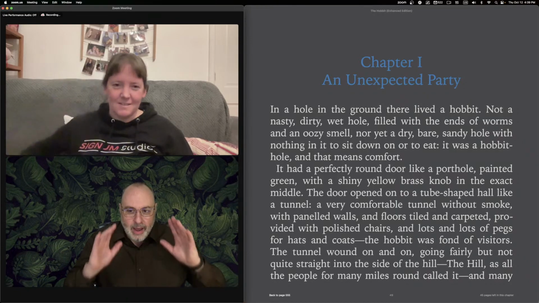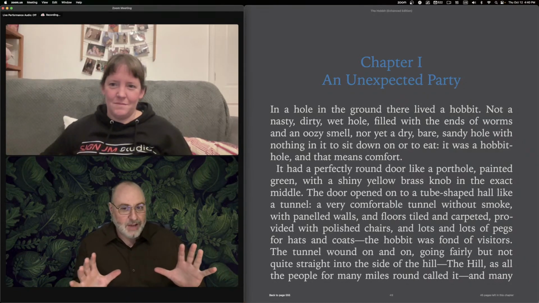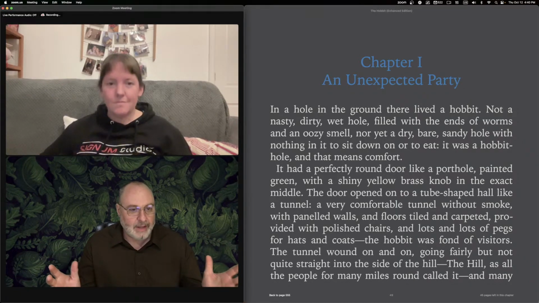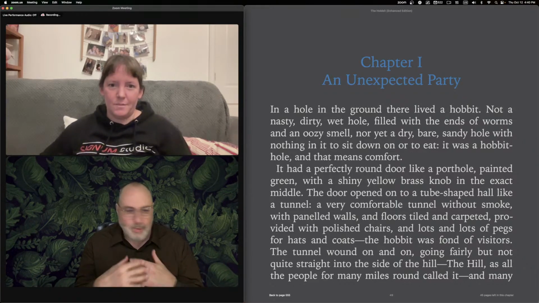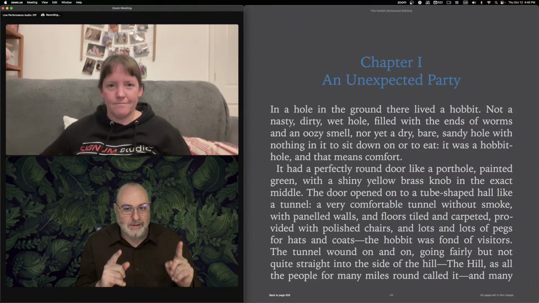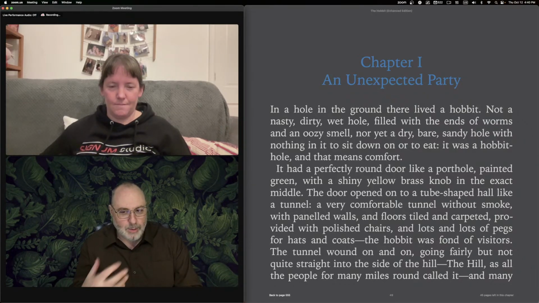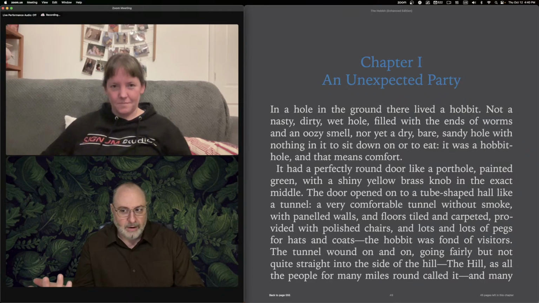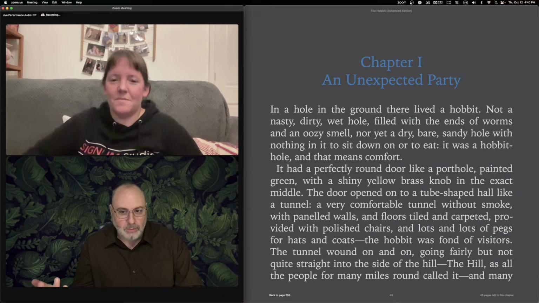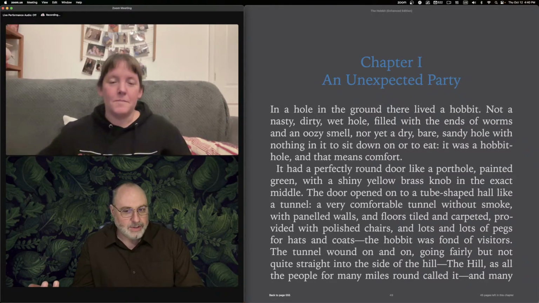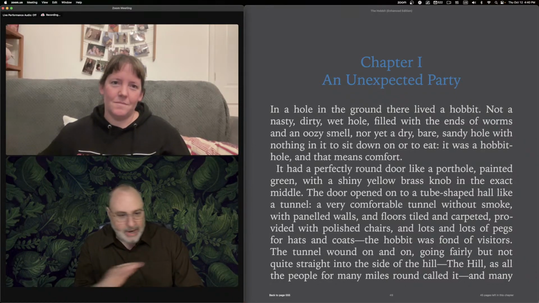Exactly. So when I just said in a hole in the ground there lived a hobbit, you might have pictured a hole in the ground, right? With like a mole in it or something. But probably the hole in the ground that you pictured is incorrect. So I'm going to immediately raise a couple of possibilities, right? A nasty, dirty, wet hole filled with the ends of worms and an oozy smell, like perhaps a sort of hole you might dig in your backyard or something like that. And it's not that kind of hole, nor a dry, bare, sandy hole with nothing in it to sit down on or to eat.